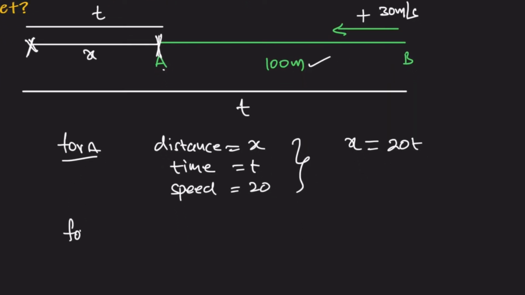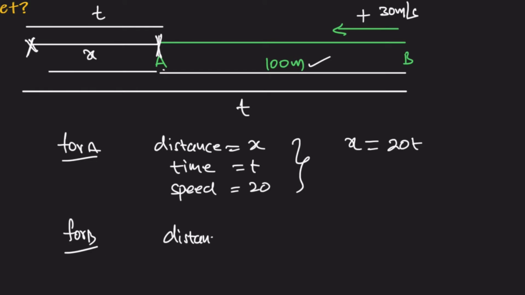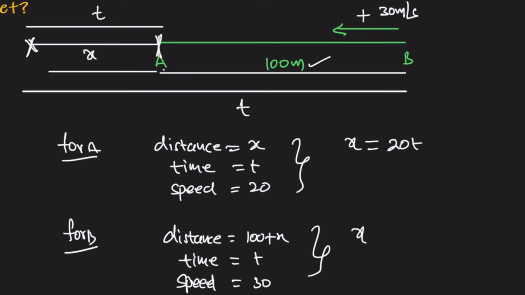For B, so what is the distance for the B? This is 100 plus x. Now distance is 100 plus x. So time taken by the B is also t. Now its speed is 30 meter per second. Now relation is distance is equal to, that is 100 plus x is equal to 30t. So this is equation 1, this is equation 2.